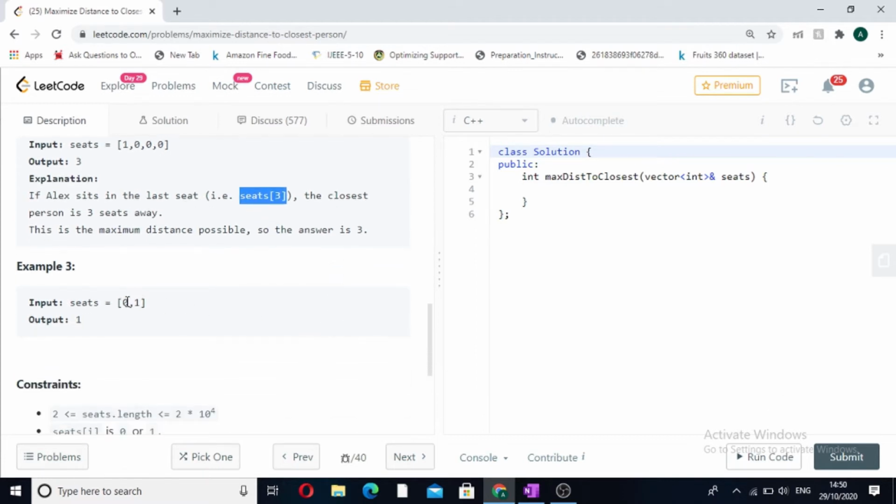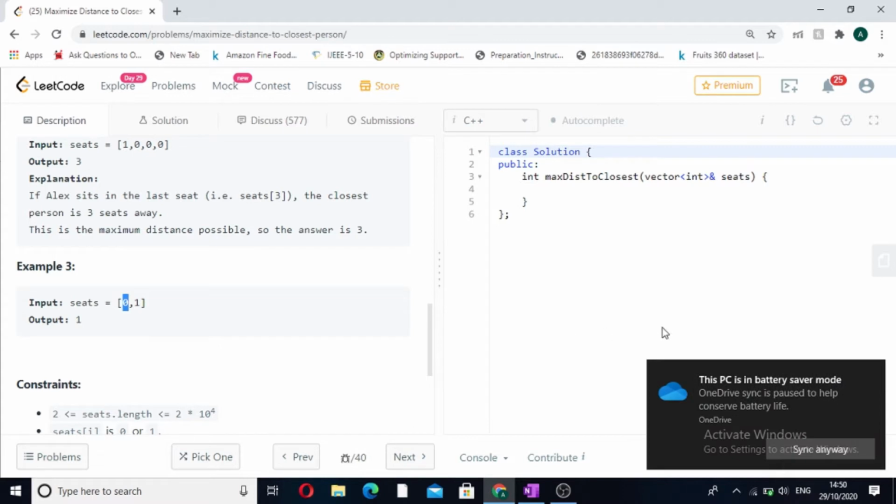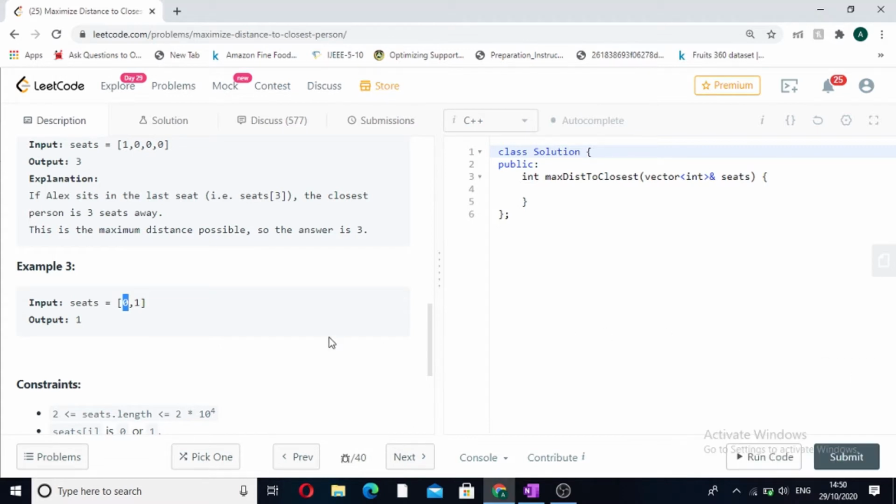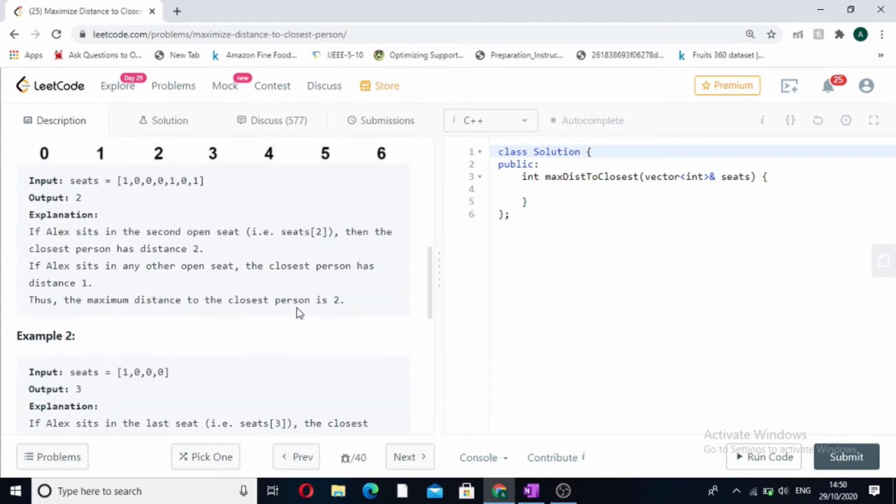Now another example. See, here the first seat is empty and then another seat is taken. So here he is left with only one choice, that is to sit at this position. So when he sits at this position, the distance of Alex from the nearest neighbor will be 1. So we will return 1 in this case. So this was the entire question with the help of the examples.